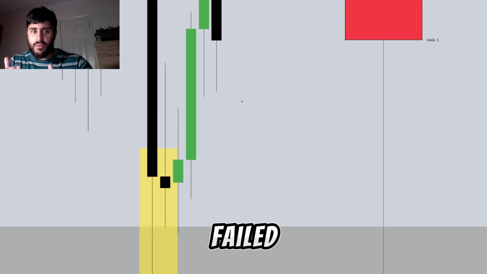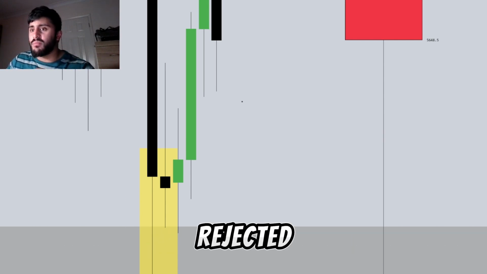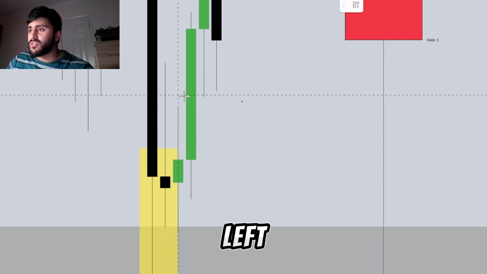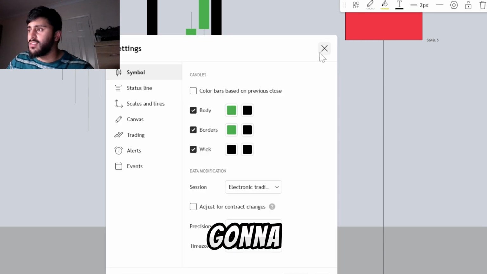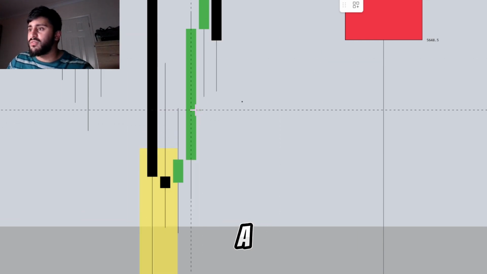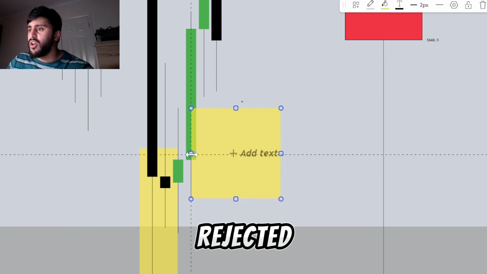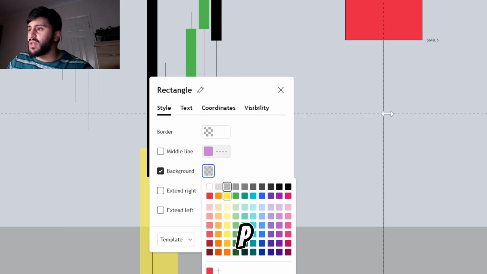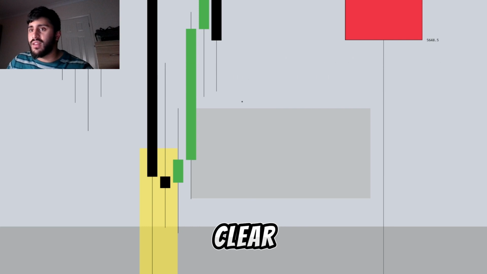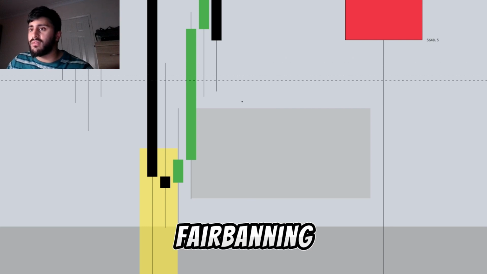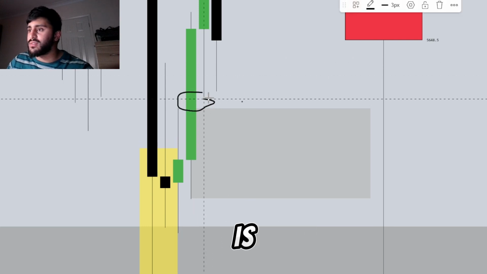The sellers have failed, and the reason they failed is because we've rejected above this area, and we've also left a small fair value gap over here. So this is going to be our POI. This is a 5 minute POI. We've rejected off this area, and now we've left a POI over here. Just to make things clear, we've left a very, very tiny fair value gap over here, right? This is the fair value gap.